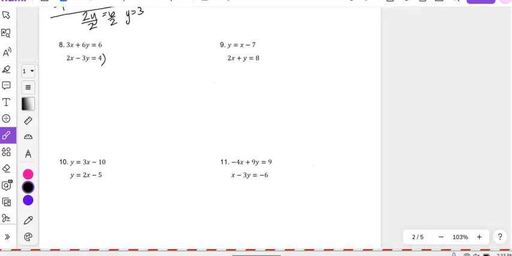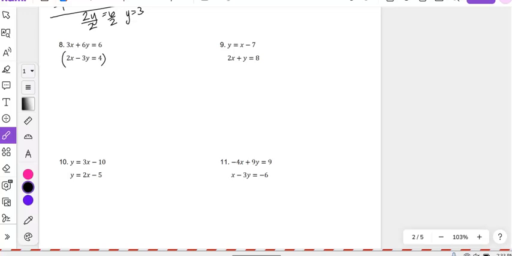Number 8. I'm first looking at my coefficients. My coefficients of x are 3 and 2. They're not the same. They're not opposite. My coefficients of y are 6 and negative 3. They are not the same. They are not opposite. So what can I multiply?